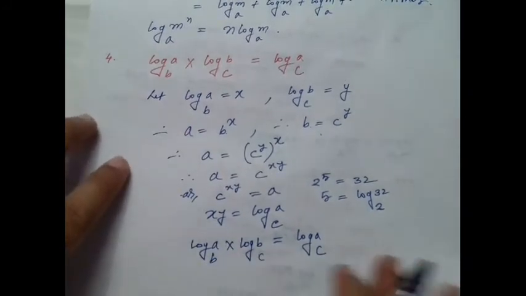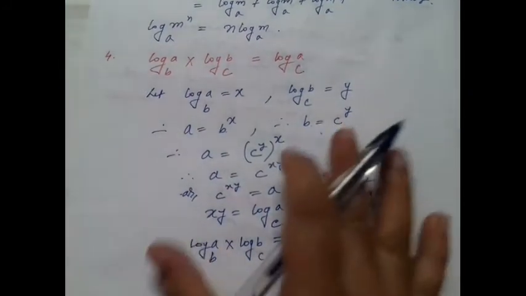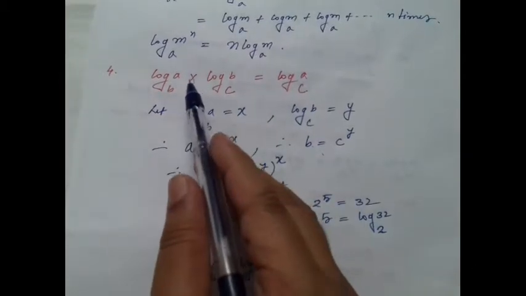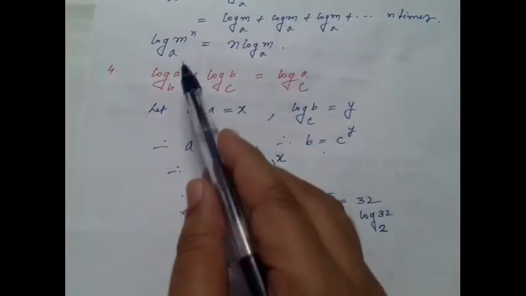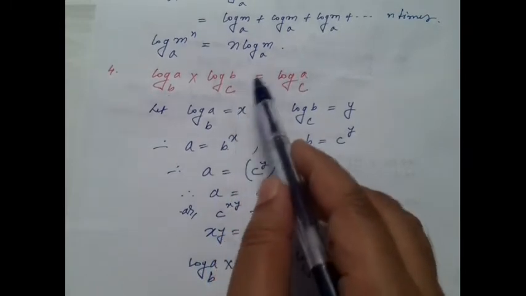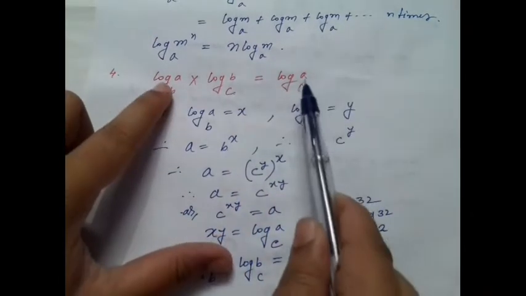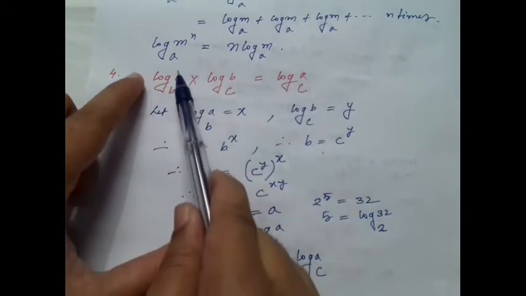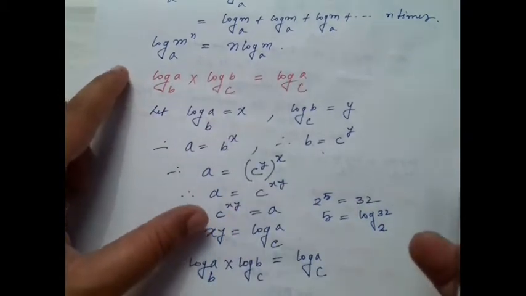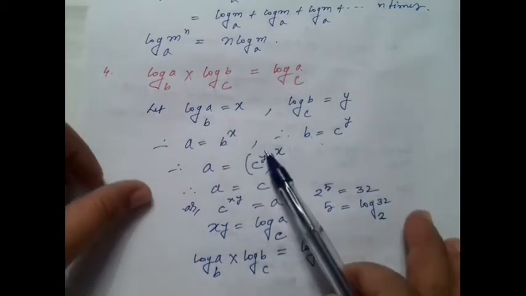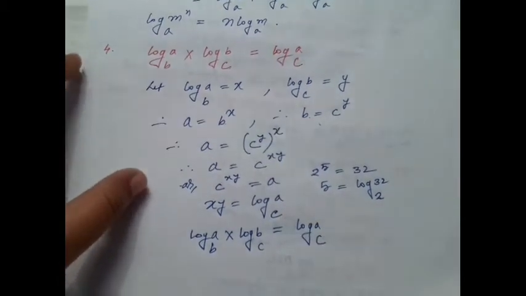So xy gives log a to the base c. Here we got the change of base, means if I want to change the base, that time we can use this formula: log a to the base b into log b to the base c equals log a to the base c, or consequently log a to the base c can be written as log a to the base b into log b to the base c. Okay, forward and backward we can use any of these.